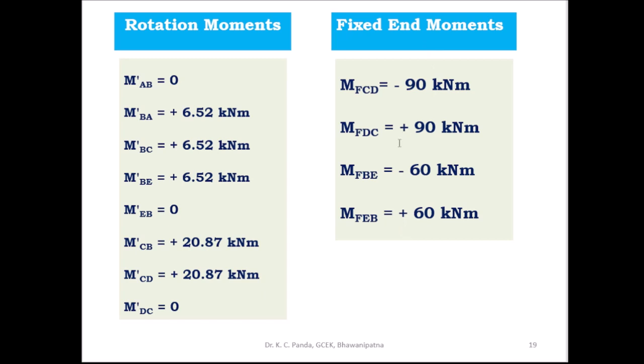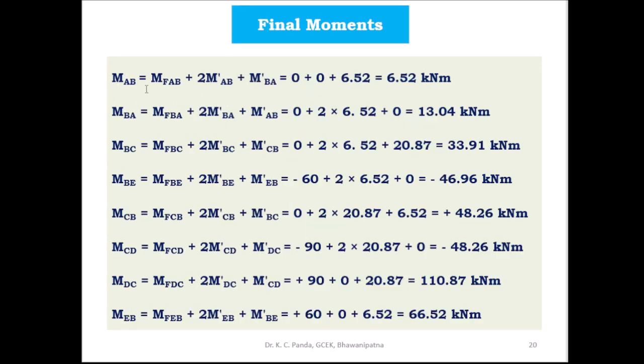Already you got MFCD minus 90 kilonewton meter, MFDC plus 90 kilonewton meter, MFBE minus 60 kilonewton meter, MFEB plus 60 kilonewton meter. Then find out the final moments. By using this formula you can find out the final moment: MAB is equal to MFAB plus twice the near end rotation moment plus 1 the far end rotation moment.